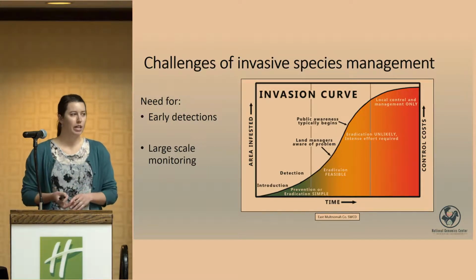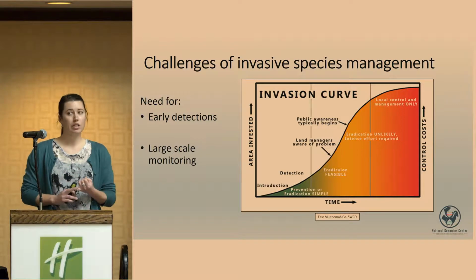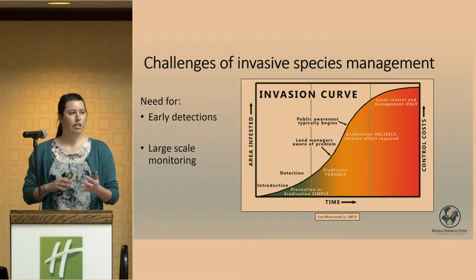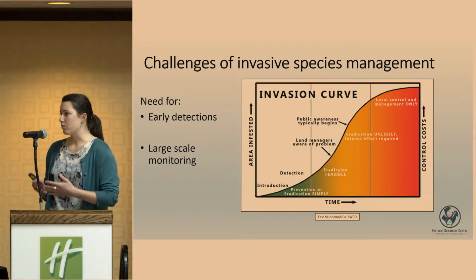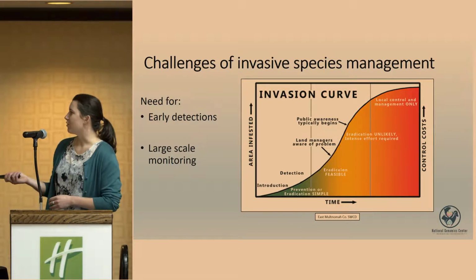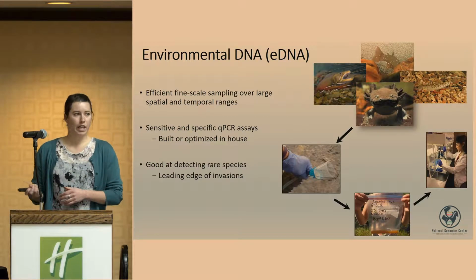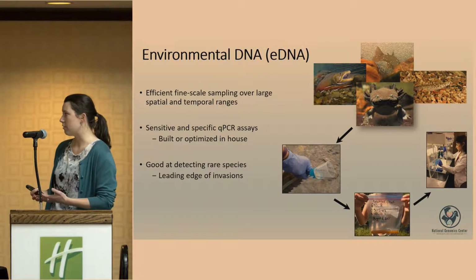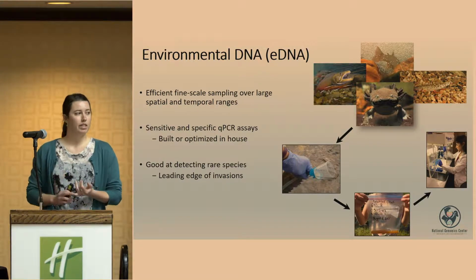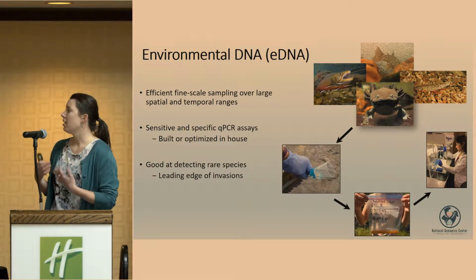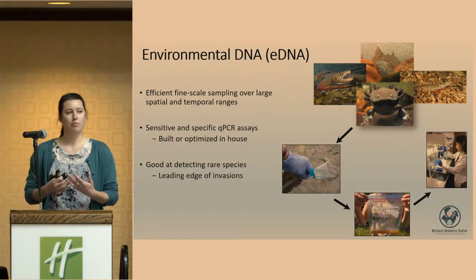However, to operate in that area, you need things like early detections across the entire potentially invaded range, and that often means really large-scale monitoring. Both of those things are really hard to do, and as we've been talking about, environmental DNA, or eDNA, is one of the things that has helped to fill that need. And it can do that because it is effective at fine-scale sampling over large spatial and temporal ranges. And it is effective in that way because pretty much anybody can go out and collect a sample.